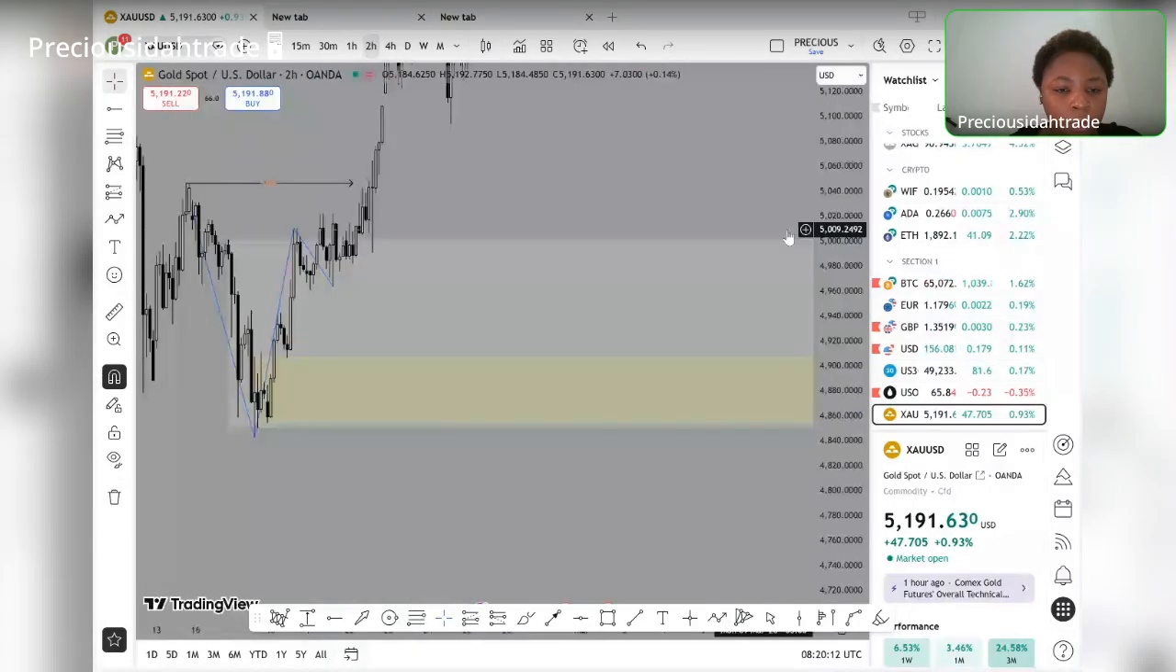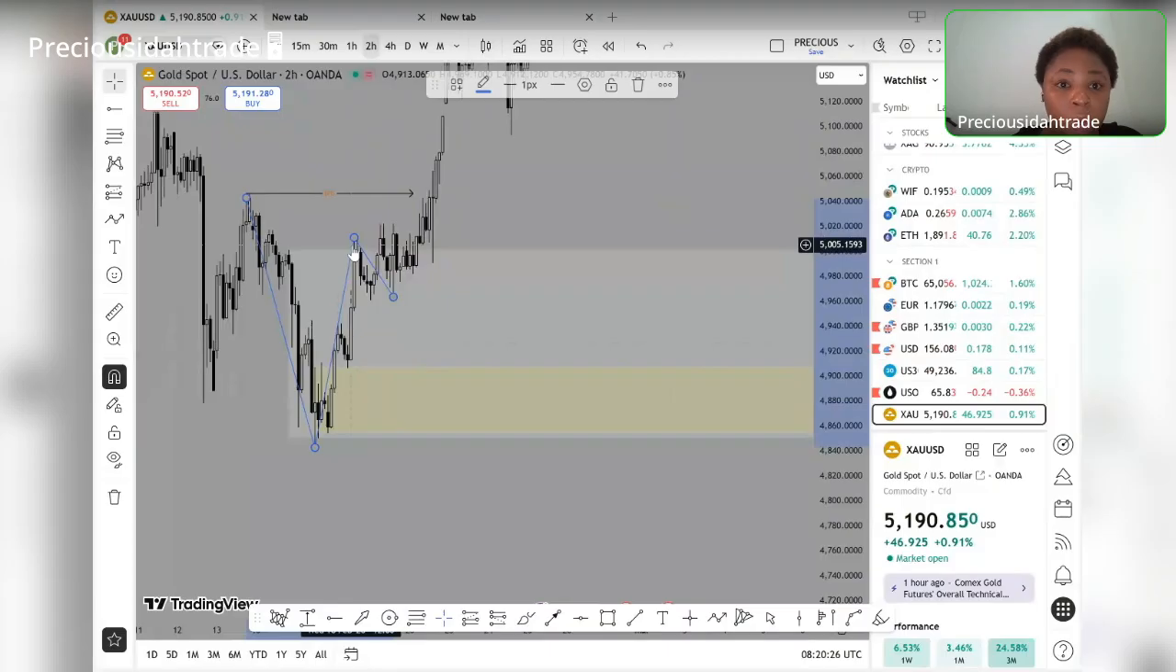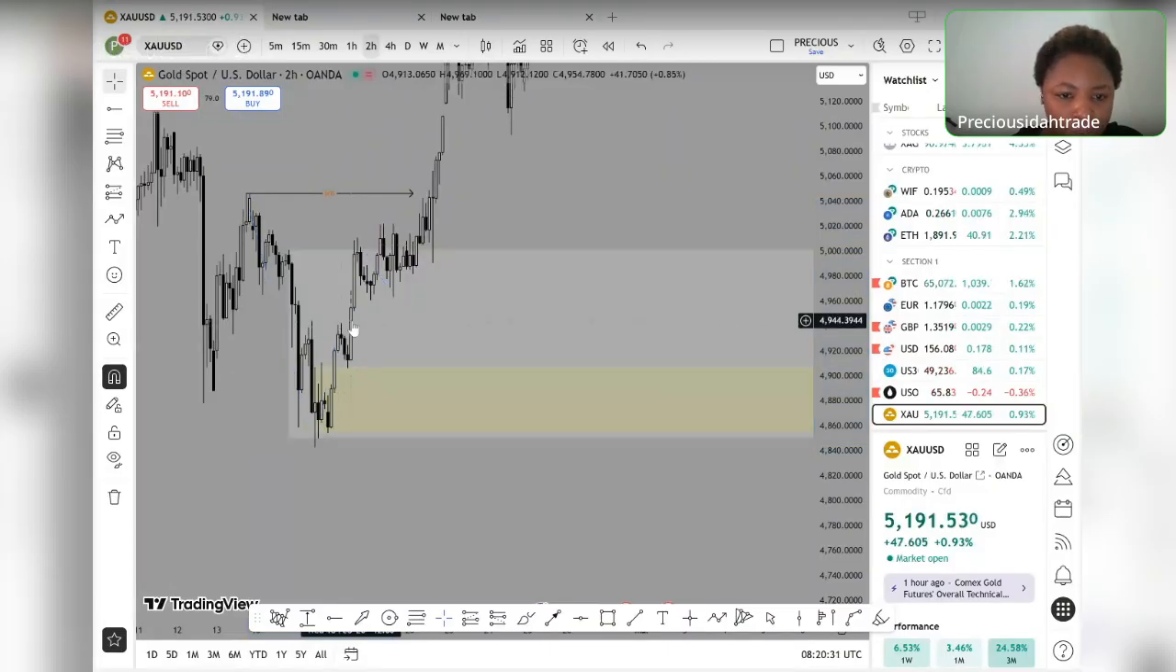You can see this is 2 hours. This is the low I refuse to mark on 4 hours. So you can see we have a low here, and then we have a little market shift here on 2 hours. So we have literally a little break of structure here. 2 hours.